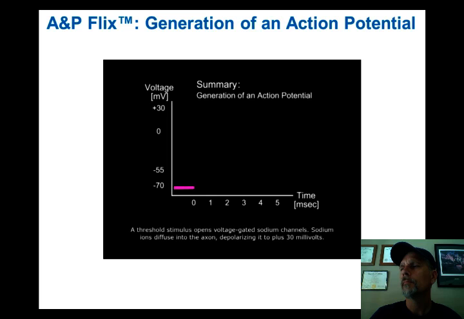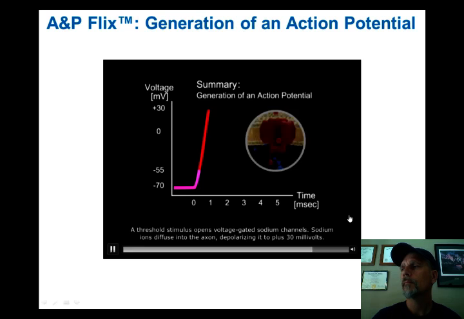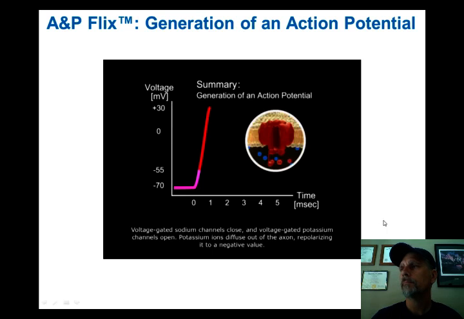A threshold stimulus opens voltage-gated sodium channels. Sodium ions diffuse into the axon, depolarizing it to plus 30 millivolts. Voltage-gated sodium channels close, and voltage-gated potassium channels open. Potassium ions diffuse out of the axon, repolarizing it to a negative value.